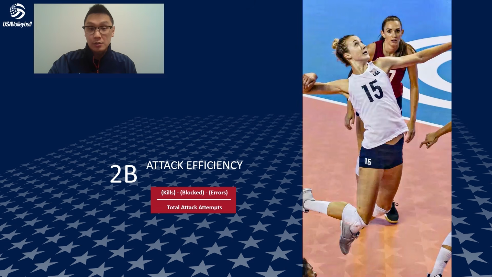So why pay attention to the efficiency in addition to the kill percentage? Well, while the kill percentage just gives us a raw number for how terminal we are, it doesn't take into account the details of when I get blocked or when I hit the ball into the net or out of bounds. The efficiency tells me a little bit more in context about how many errors I'm making as well at the same time. Think of it somewhat like a baseball player's batting average.